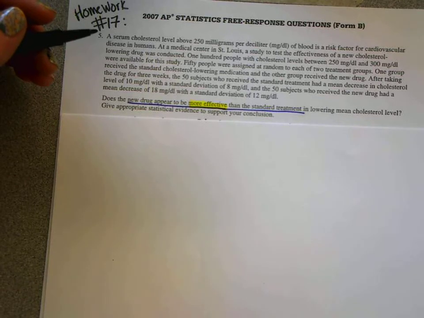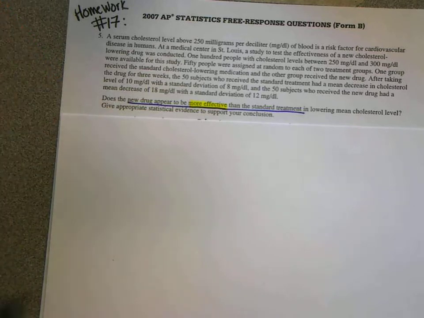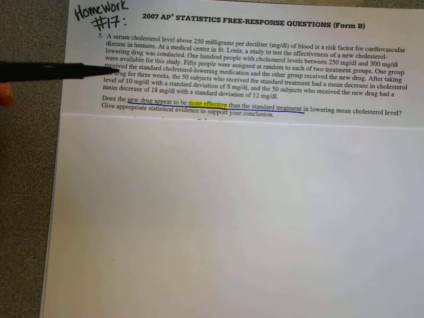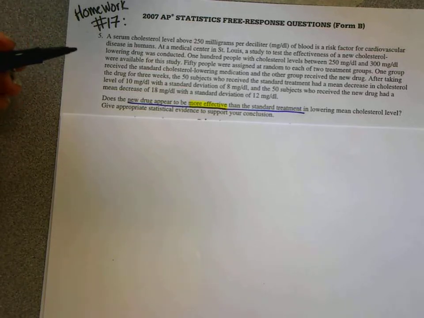I hope you actually tried it before you watch this video. What I'd like to do is show you an example of one that would get a full credit score and then one that would have gotten a 3 instead of a 4 out of 4 on the AP exam, and talk about the scoring guidelines, the specific things that AP is looking for when you do a hypothesis test.